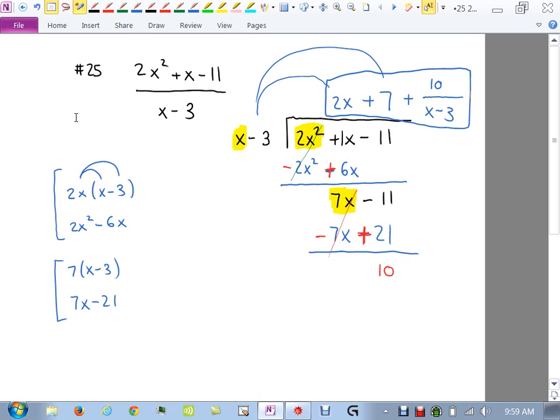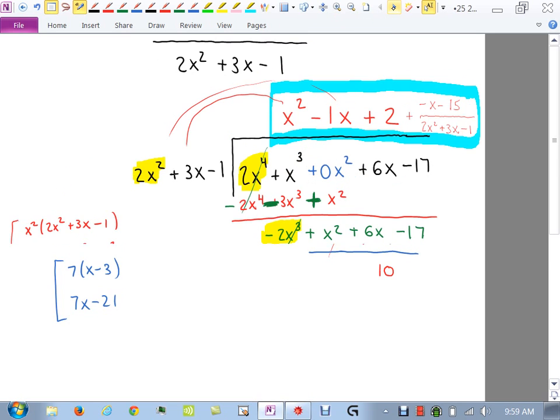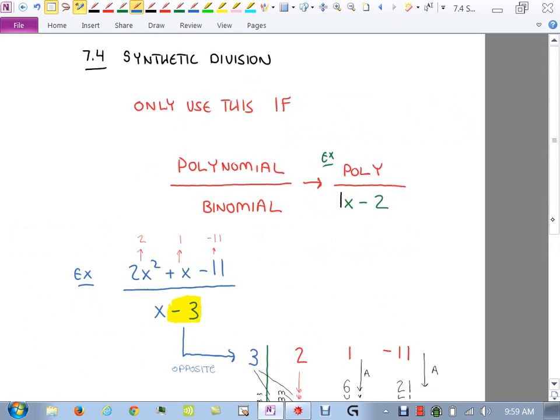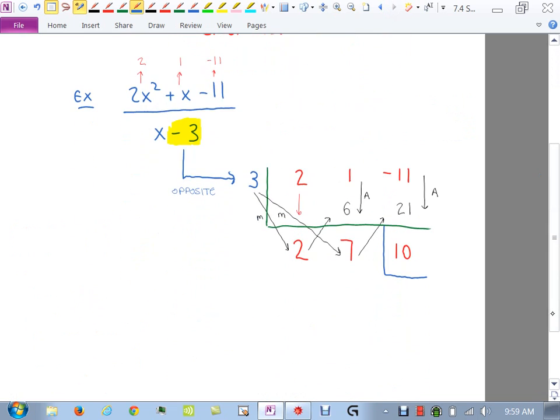Now I want you to see something else. Look at our answer up here. There's 10, right? That's our divisor. What do you notice about this? How is this connected to what you have down there? Do you see the 2 and the 7? That's going to generate our answer. This 2 generates part of the answer. The 7 produces another part, and the 10 is our remainder.